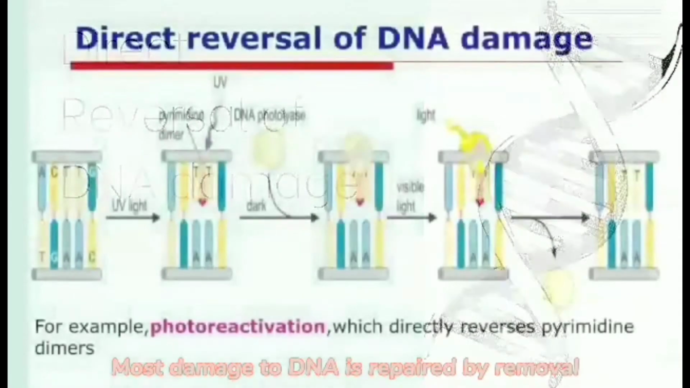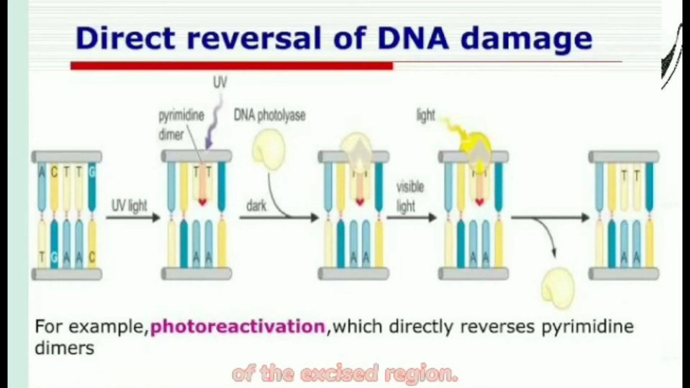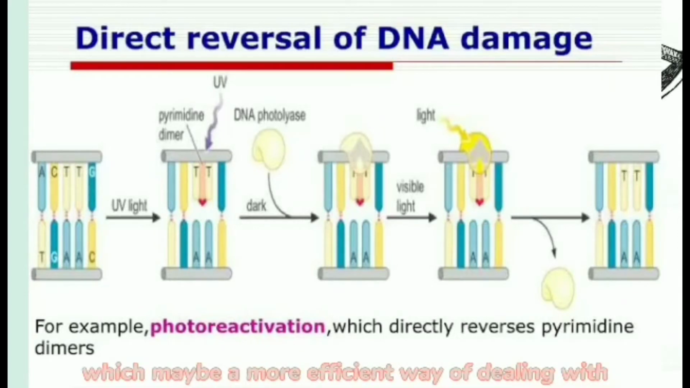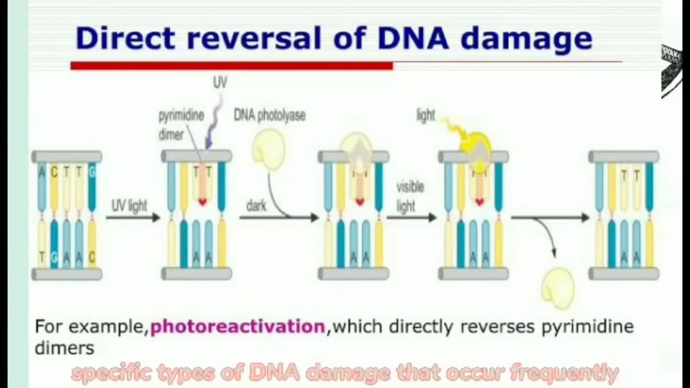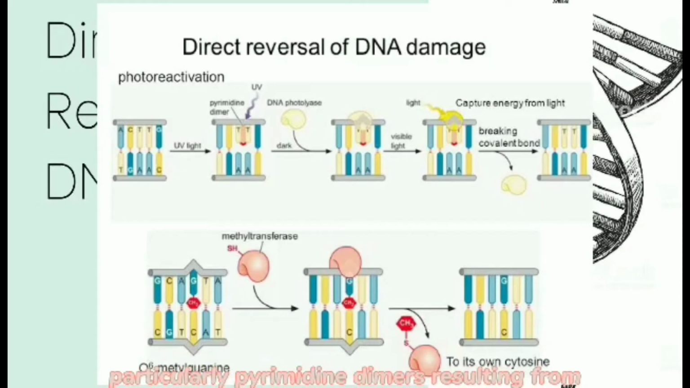Most damaged DNA is repaired by removal of the damaged bases, followed by the resynthesis of the excised region. Some lesions in DNA, however, can be repaired by direct reversal of the damage, which may be a more efficient way of dealing with specific types of DNA damage that occur frequently. Only a few types of DNA damage are repaired in this way, particularly pyrimidine dimers resulting from exposure to ultraviolet light and alkylated guanine residues that have been modified by the addition of methyl or ethyl groups at the O6 position of the purine ring.